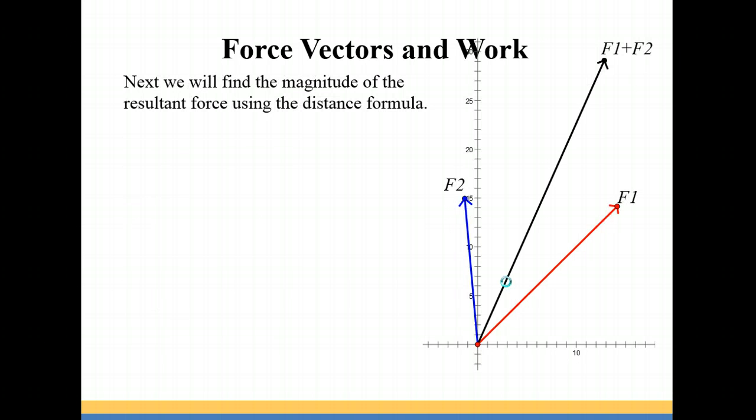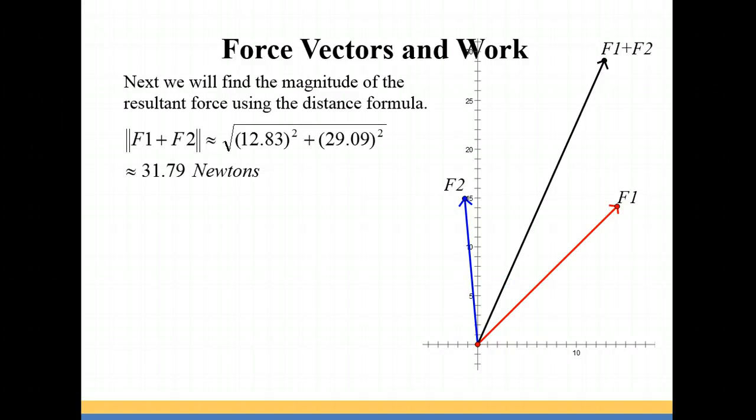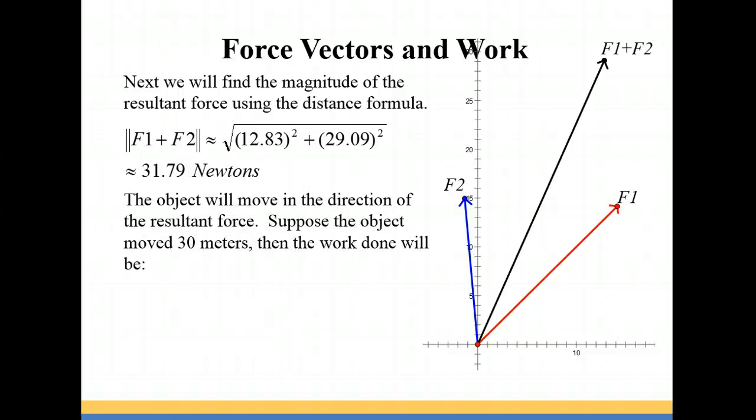Now we also need to find the magnitude of the resultant force. So we can do that by plugging into the distance formula, or you can use the Pythagorean theorem. And I got 31.79 newtons as the total magnitude of the force. So the object's going to move in the direction of the resultant force. And let's suppose that our object moved 30 meters. Then the work done will be the force of the sum vector, which is 31.79, times the total distance that the object moved, which was 30, and we get 953.7 joules.